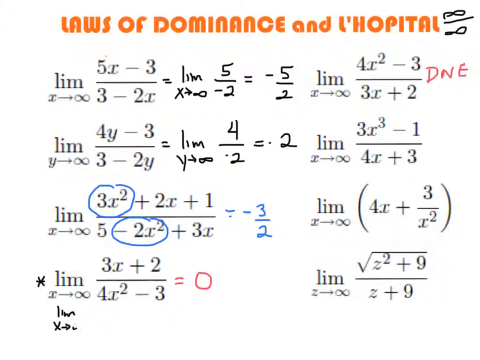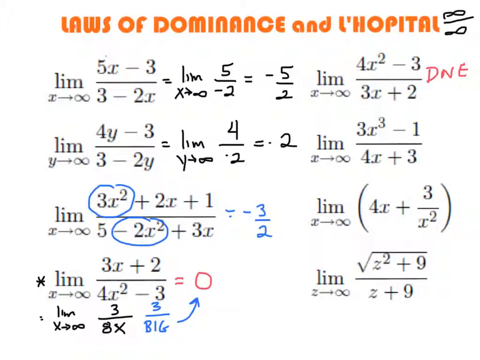Okay, and I'll do it notationally correct here, that we can take the derivative of the top and the derivative of the bottom, and plug in infinity again. Well, if we do that, we get 3 over something getting larger and larger, which of course is going to 0. Okay.